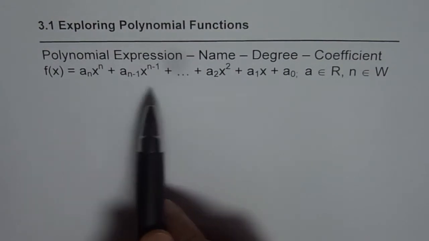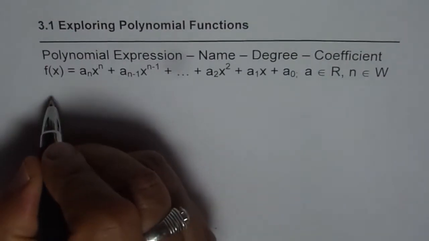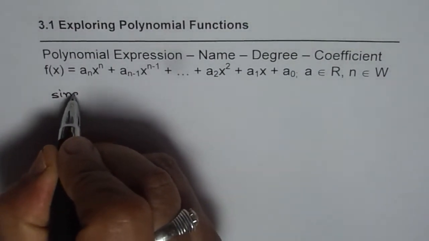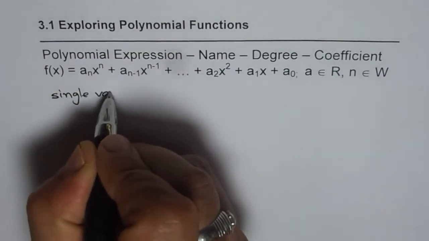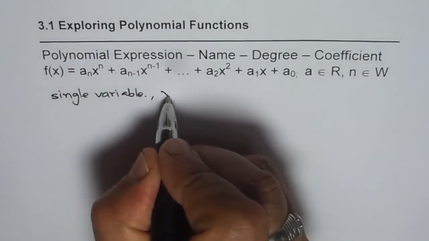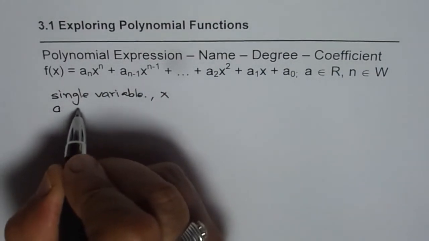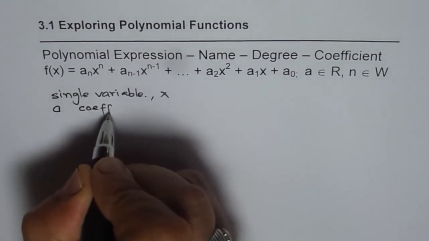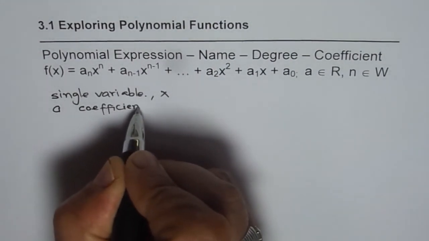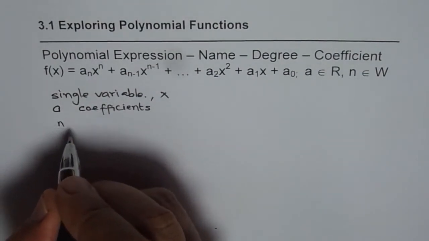Now this standard expression is actually in a single variable, right? So you should remember that this is in a single variable, and in our equation the variable is x. Now these a's are the coefficients. The n's are the exponents, correct?